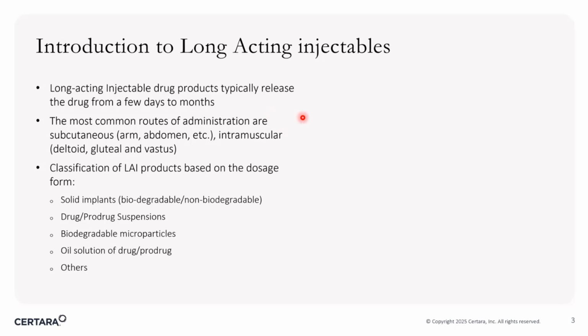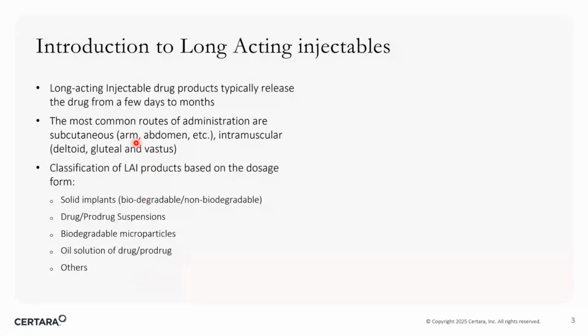The most common routes are subcutaneous, typically arm or abdomen. For intramuscular administration, it can be deltoid, gluteal, or vastus muscle. From the formulation point of view, these products can be classified into different categories. There are solid implants, which can be biodegradable or non-biodegradable. Some products are suspensions based on drug and prodrug technology. Some products are biodegradable microparticles, which are based on PLGA. There are also oil solutions of drugs available in the market.